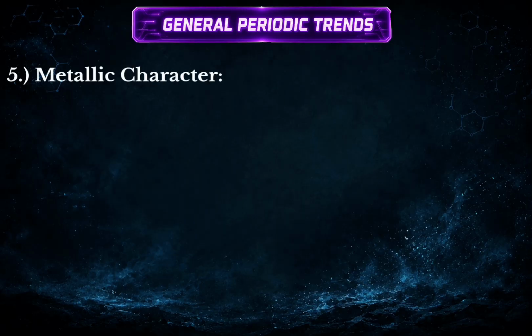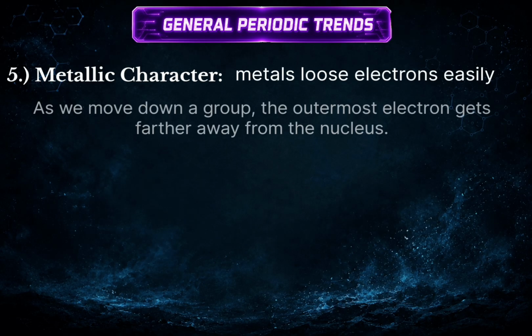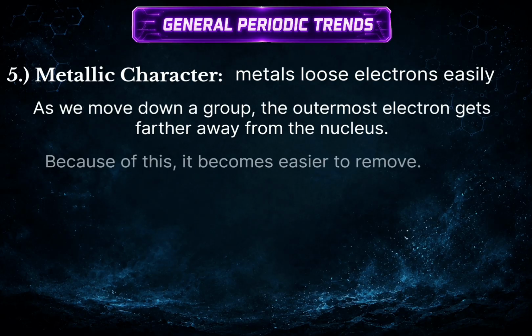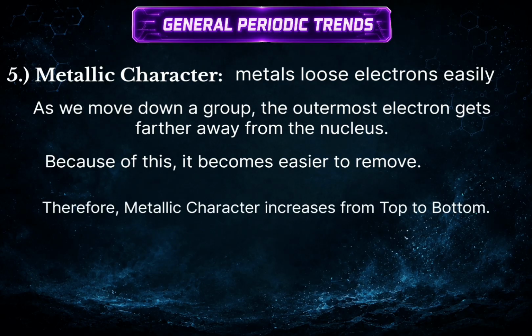Finally, let's understand metallic character. Metals lose electrons easily. As we move down a group, the outermost electron gets farther away from the nucleus. Because of this, it becomes easier to remove. When an atom loses electrons more easily, its metallic character increases. Therefore, metallic character increases from top to bottom.